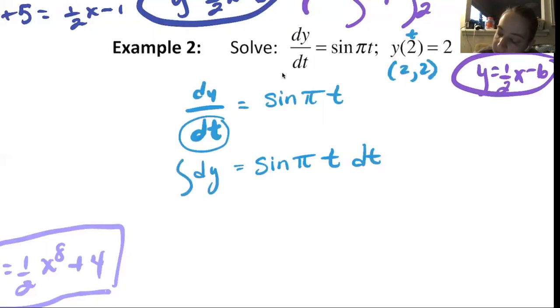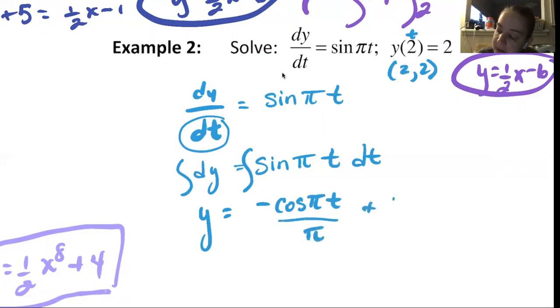Come down here and integrate. The antiderivative of dy is just going to be y. The integral of sine is negative cosine of pi t over pi plus c. Two questions. Why did I divide by pi? Because I did a real quick u substitution in my head. I said that u was pi t, and du is pi dt. So I need a pi in the problem. I need a 1 over pi in the front.